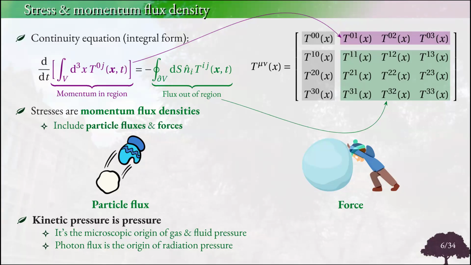It's the microscopic origin of gas and fluid pressure. We feel gas pressure right now because we're being pelted by nitrogen and oxygen molecules from all directions. And photon flux, the movement of photons, is the origin of radiation pressure, which is also really important for, say, solar sails guiding some of our satellites.